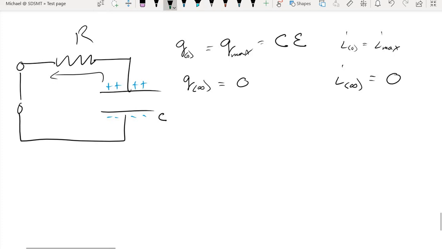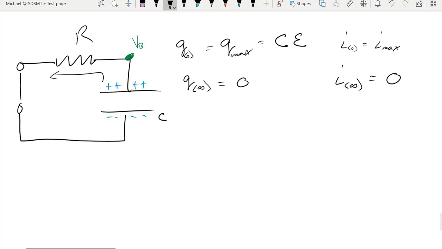Kirchhoff's law says, pick a starting point. I'll pick this point right here. And we need to go around the closed loop, adding up all the potential differences. Well, there's only two things in this loop, the resistor and the capacitor. The switch doesn't count. The switch is just like a wire. It's just a way of connecting 2 points.